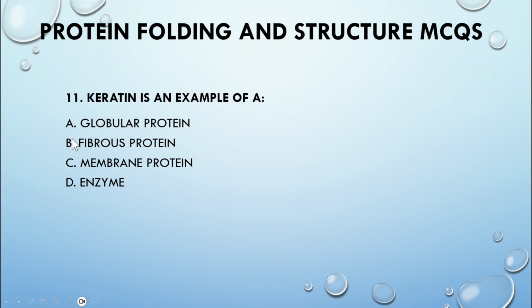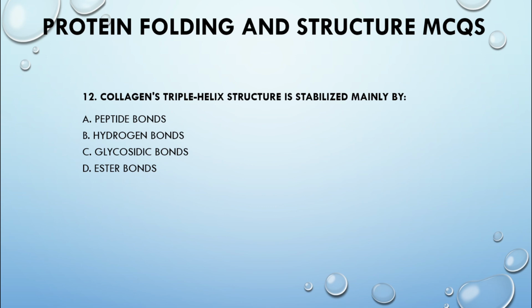Question 11. Keratin is an example of what? A. Globular protein, B. Fibrous protein, C. Membrane protein, D. Enzyme. Keratin is a fibrous protein, because keratin cannot dissolve in water. It's not soluble in water. Rather, it provides structural support to hair, nails, and even skin. So all structural proteins like keratin are fibrous proteins. Meanwhile, transport proteins like hemoglobin are globular.